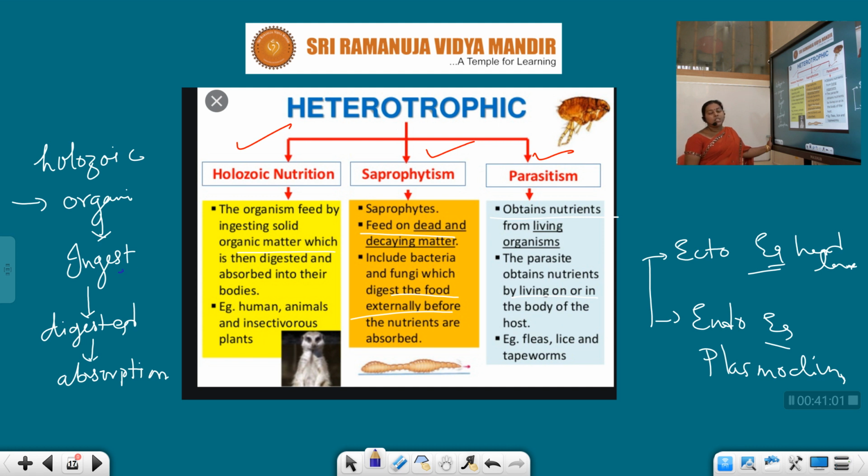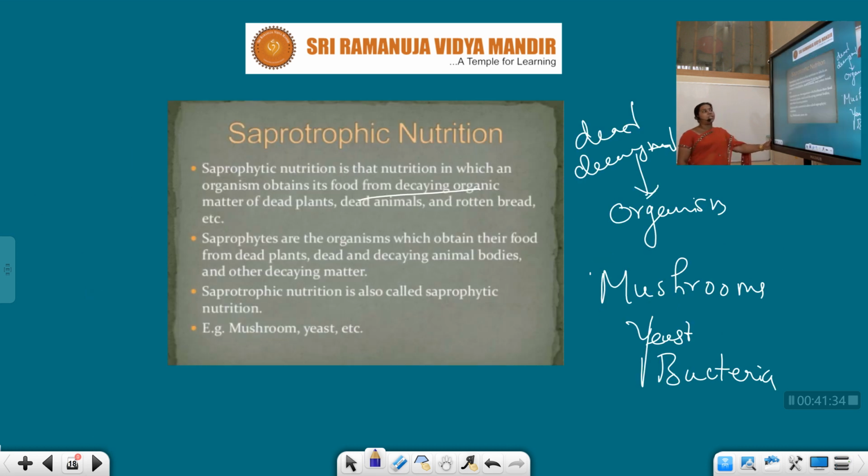Saprophytes are microorganisms like fungi and bacteria which prefer to eat food from dead and decaying matter. Parasitism is where the organisms can't synthesize food, so some microorganisms live in another organism, which is the host. From the host they draw all the nutrients. Parasitism is of two types: ecto and endoparasitism. Examples: fleas, lice, and tapeworm. Plasmodium is one of the better examples.